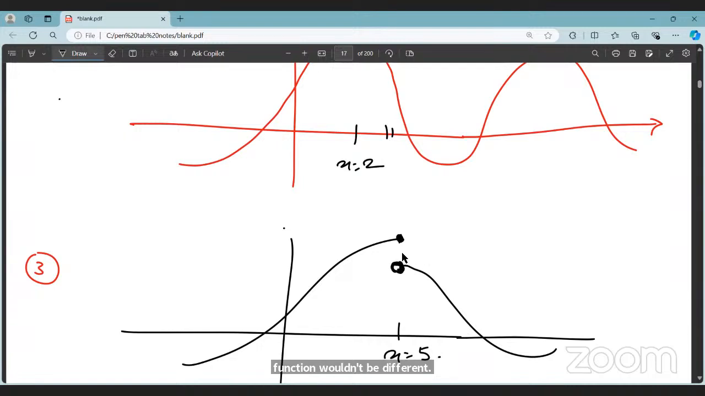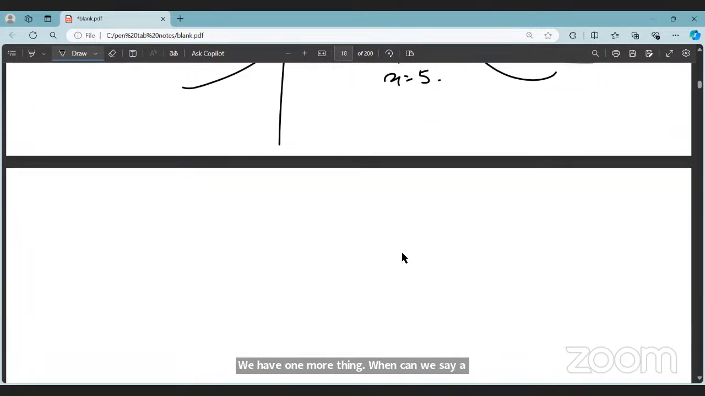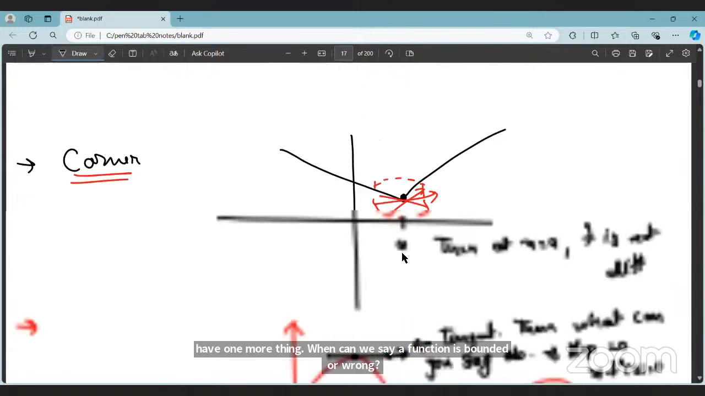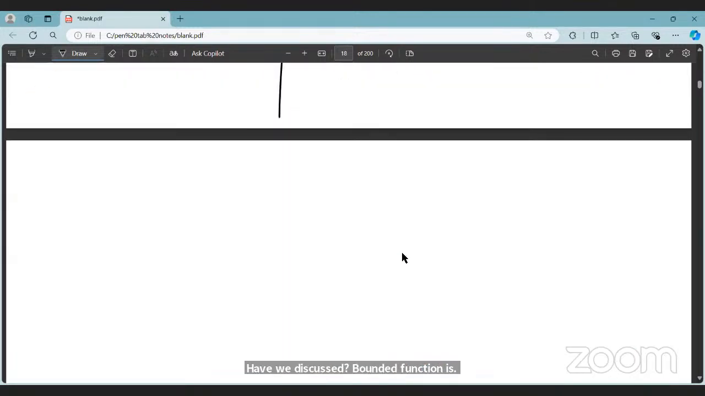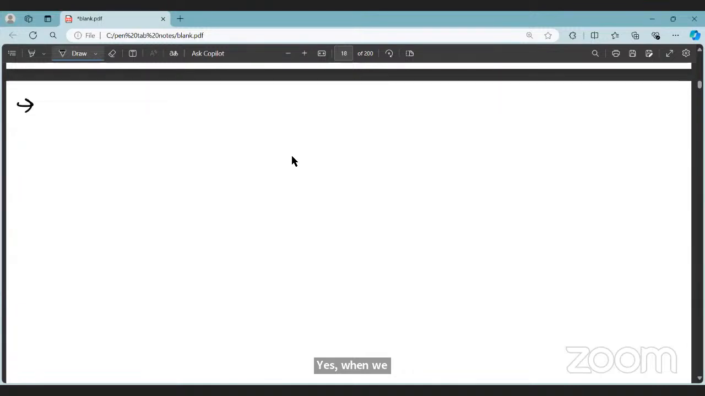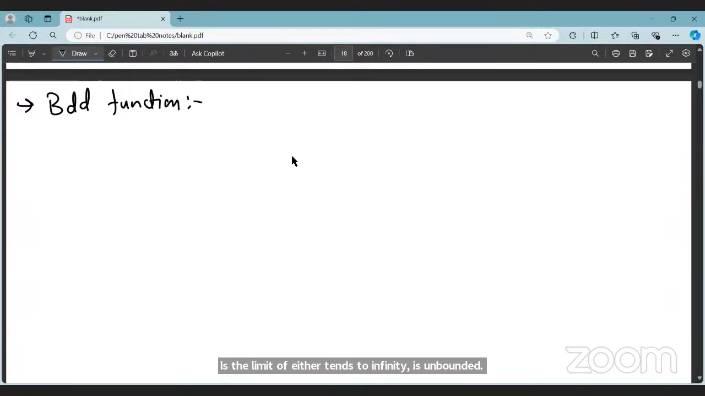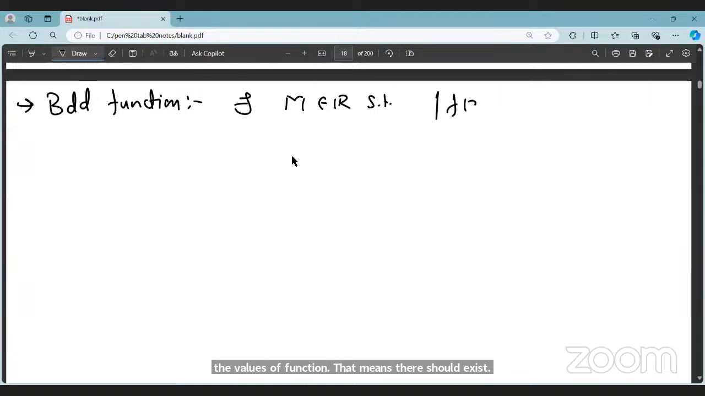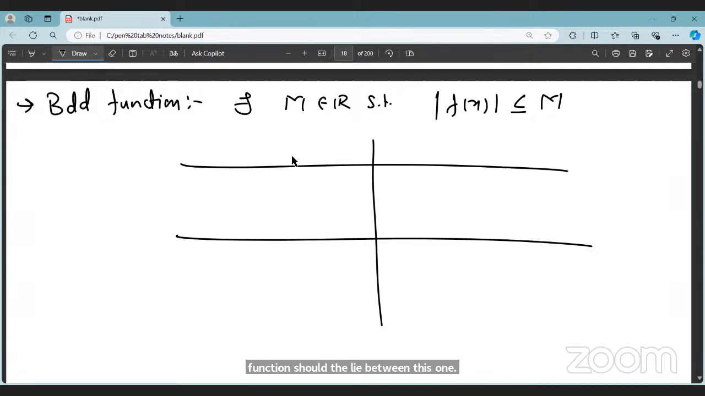Yeah, one more thing. When can we say a function is bounded or unbounded? Have we discussed bounded, unbounded functions? Yes, ma'am, we have discussed. Simply, if the limit on either side tends to infinity, it is unbounded. Right. Via limit, you can say. So what does a bounded function mean? You have to find a number which can bound all the values of the function. That means there should exist an m belonging to the real numbers in such a way that the values of the function should lie within this bound m.